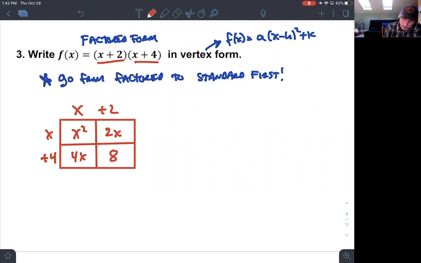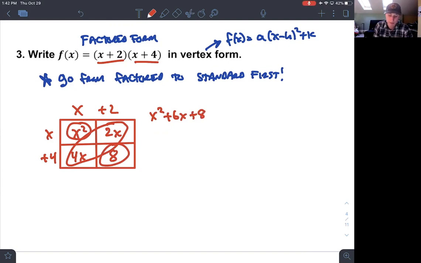Okay, so to write this in standard form, you take your x squared, then we combine these like terms, and we end up with plus 6x. And then we take that last lonely little 8 that doesn't have any friends, and it just gets written down. Okay, so that's standard form. Once we're in standard form, then my next step is to go from standard to vertex.